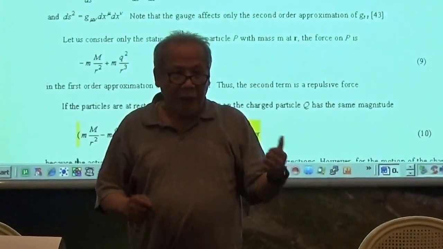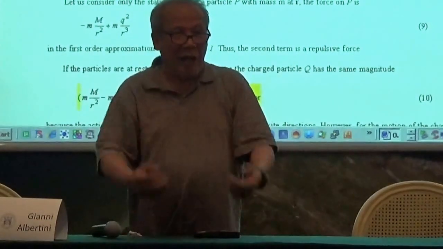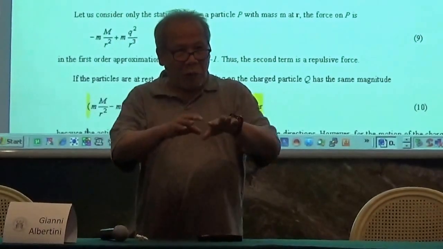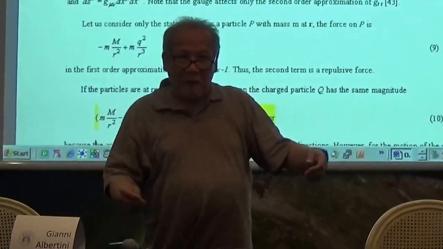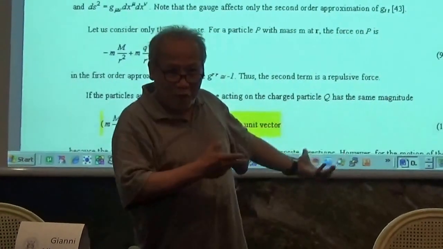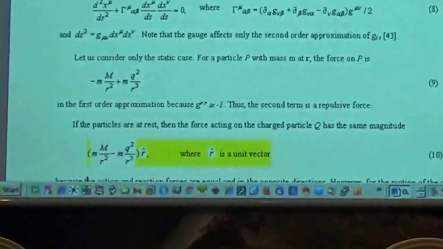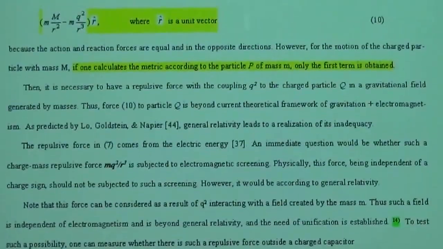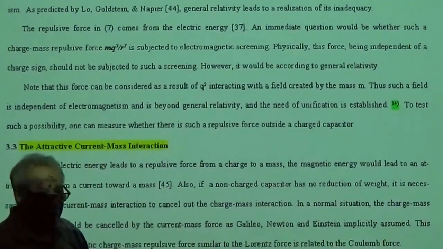So general relativity leads to its own extension. It's not something you want or not. It's something you have to do, just like electromagnetic theory led to the modification into the electromagnetic wave. And general relativity also generates something that leads to its own modification. That is the charge-mass interaction.